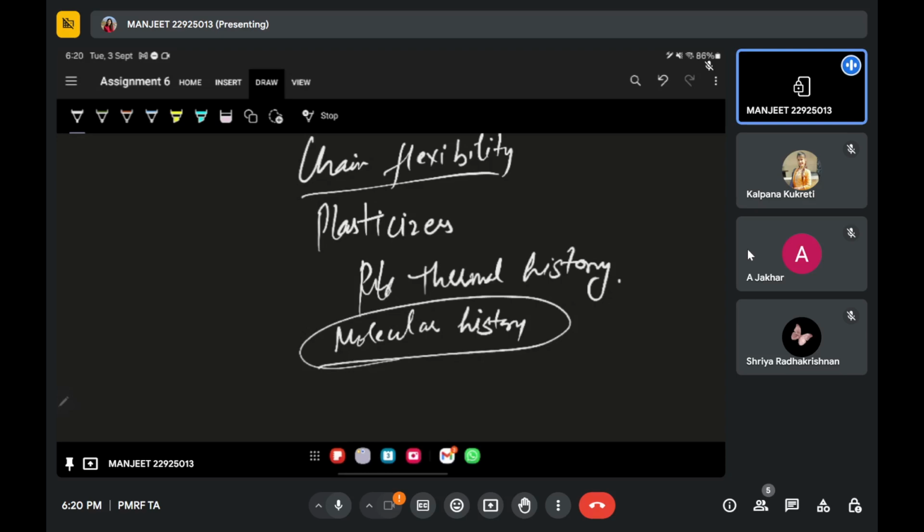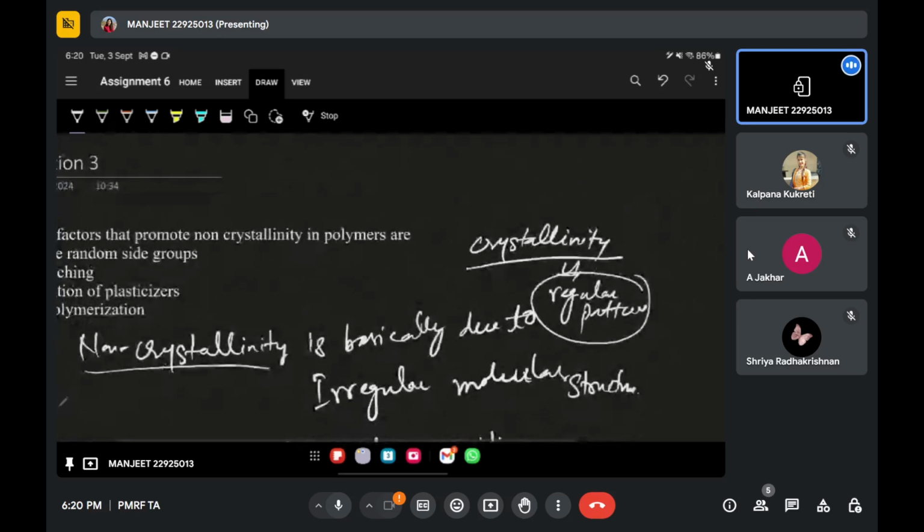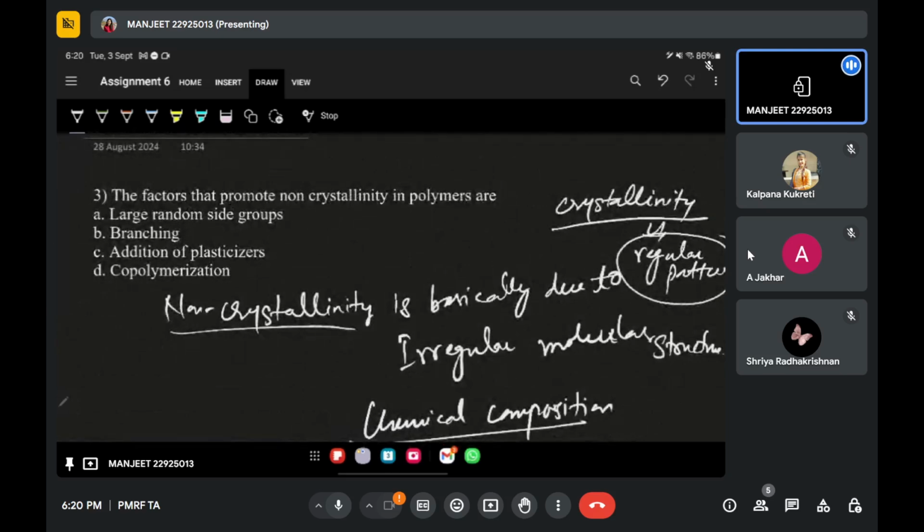So that can also be a factor of the non-crystallinity in the polymer. If we see the options given here, the first one is the large random side group. Yes, because of the presence of the chemical composition, as we said, a large random side group can give you irregularity in the polymers, which also gives the non-crystalline nature. So yes, this is one example. And branching, yes, branching makes the polymer more flexible, and it will not be periodic, so this will also give you the non-crystalline nature.